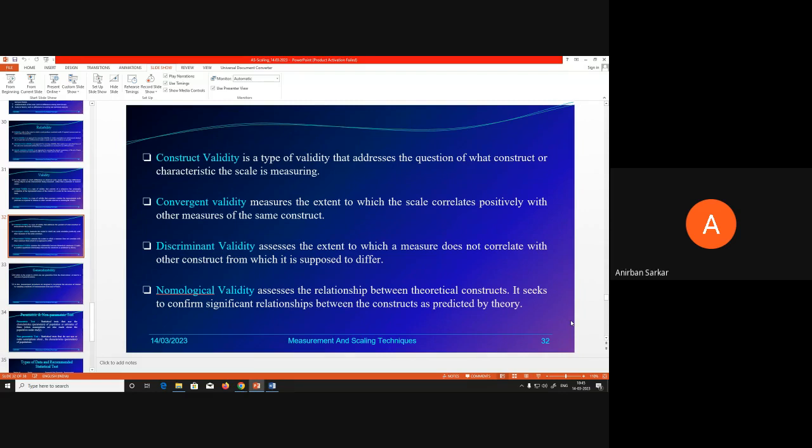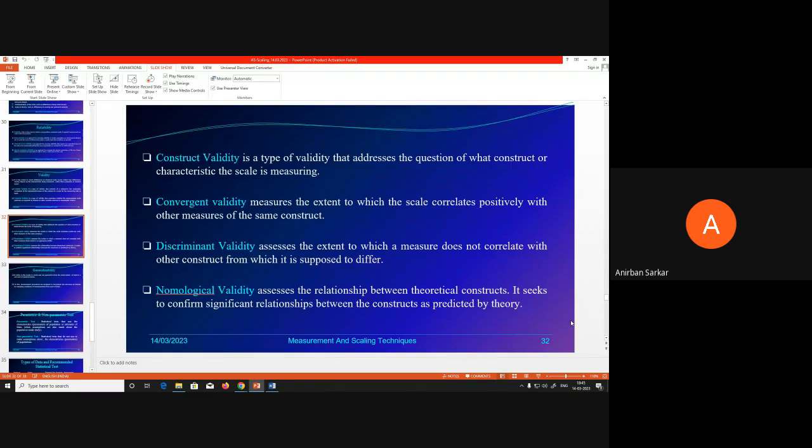Generally these are of three types: convergent, discriminant, and nomological validity. With one example, I can try to make you understand what convergent, discriminant, and nomological validity are. By definition, it will be really tough to understand. I will give you one example to finish it off.